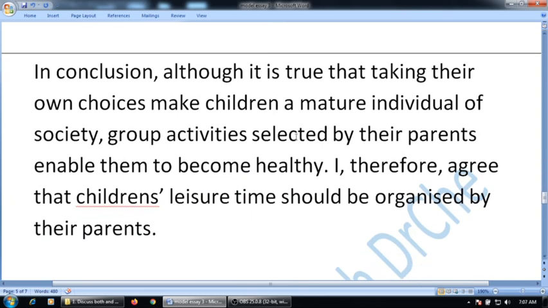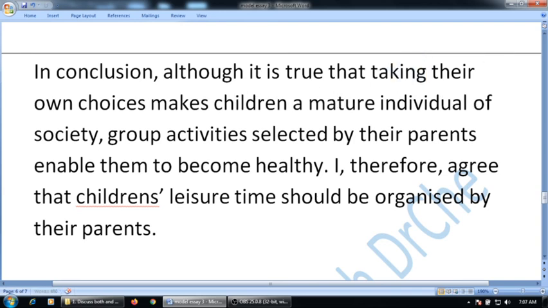In conclusion, although it is true that taking their own choices make children, this is a problem with subject verb agreement. After choices, we would use a plural verb. Choices make children. That is okay? No, not at all. Here the subject is the gerund, taking. When we use a gerund, we will use the singular form of the verb, makes. Taking their own choices makes children a mature individual of society.